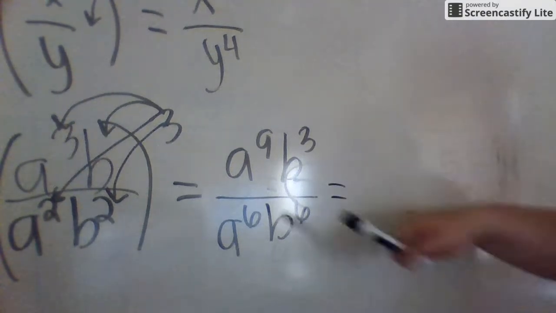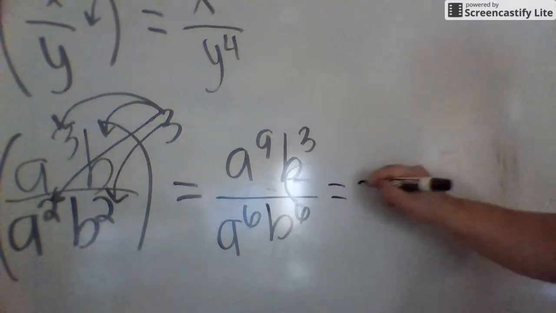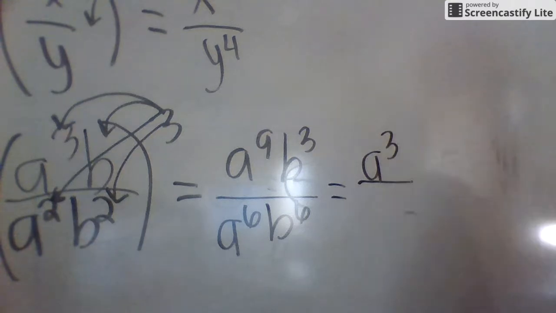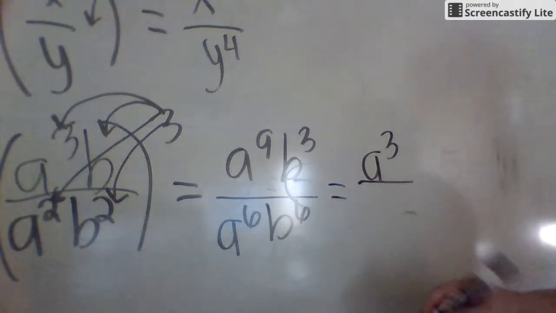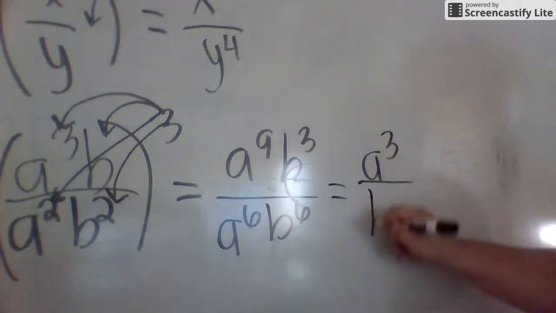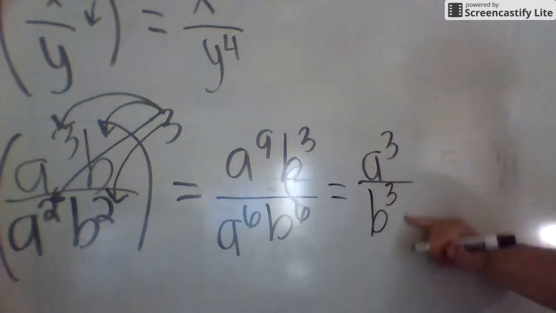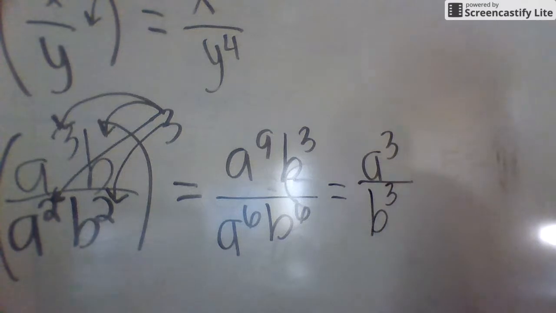Now I'll subtract. 9 minus 6 is 3, so a to the third will go on the top. B to the third divided by b to the sixth. The bigger exponent's on the bottom, so it'll be b to the third. So that will be our final answer.